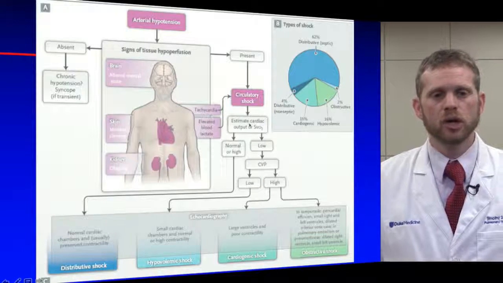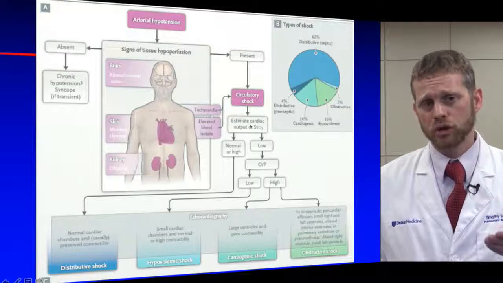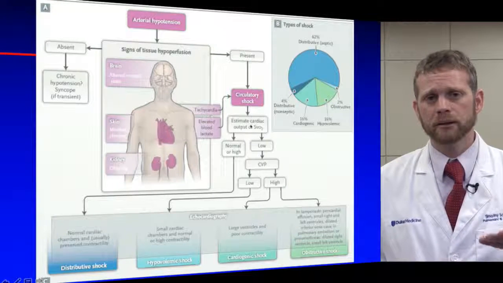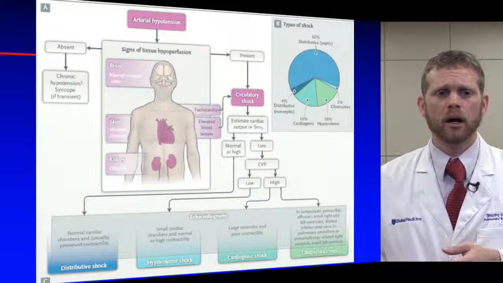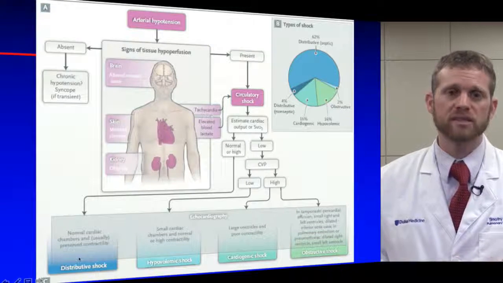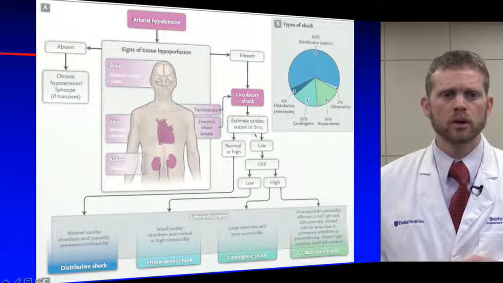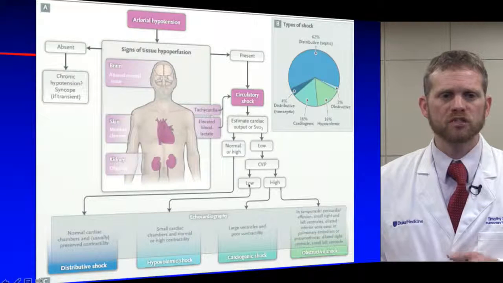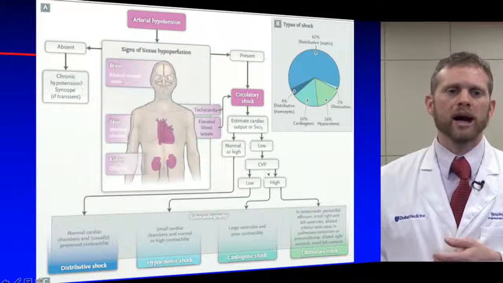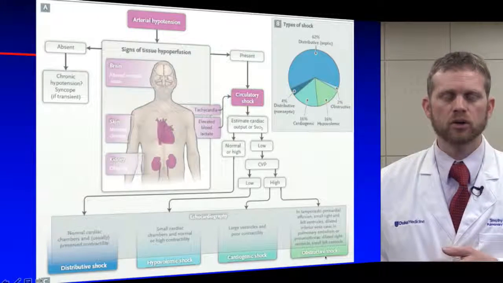In patients who are in circulatory shock, circulatory failure, with high cardiac output, you're really in this distributive shock category. Most of those are going to be septic. With a low cardiac output and a low CVP, you're in your hypovolemic category. With a high CVP and a low cardiac output, you're either going to have cardiogenic shock or obstructive shock.